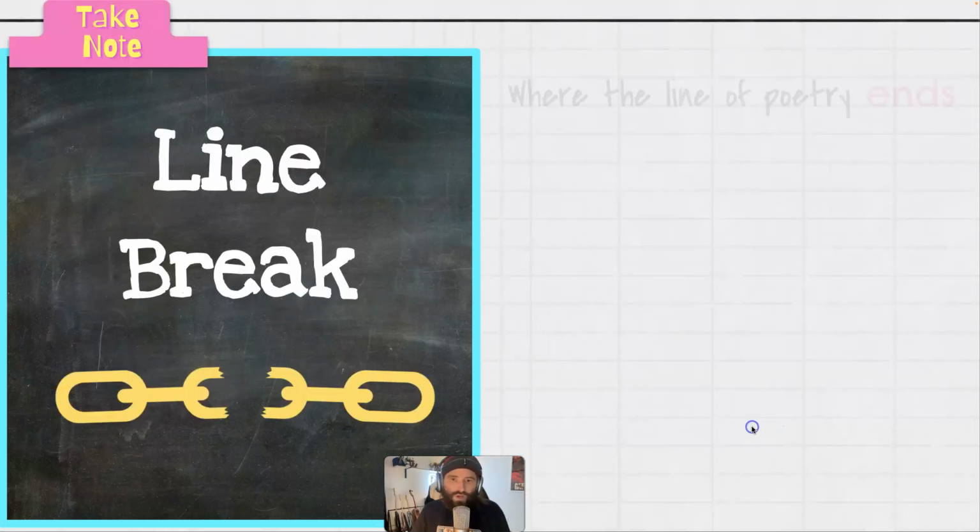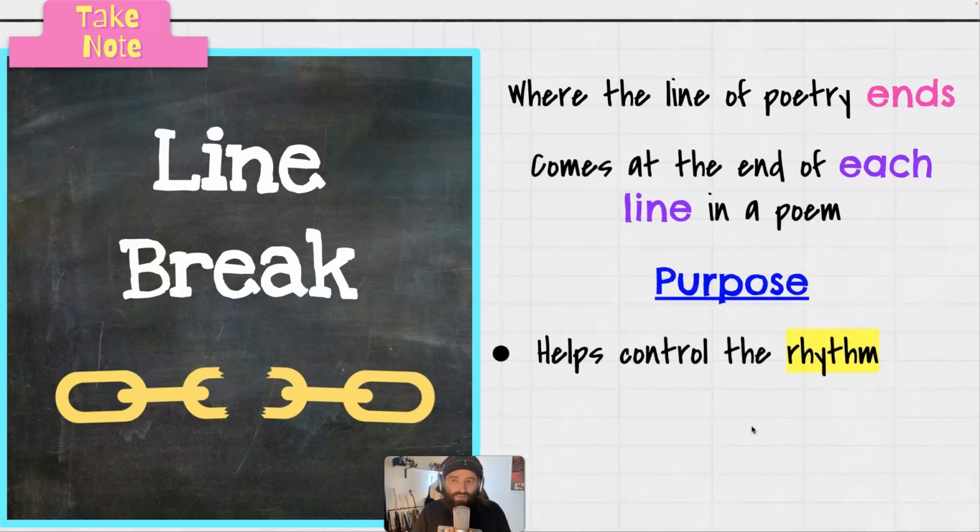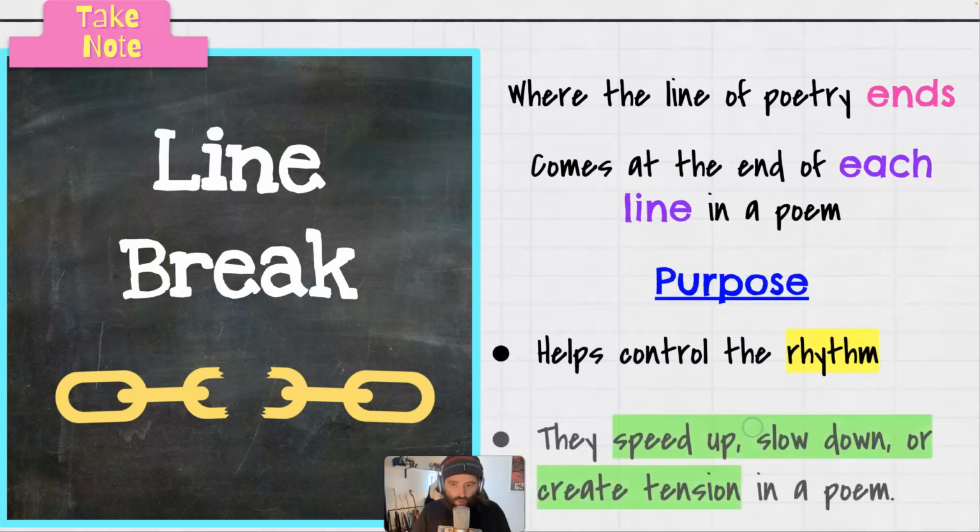And then the last thing I want to talk about are line breaks. This is where the line of a poetry ends. It comes at the end of each line in a poem. It helps control the rhythm. They speed up, slow down, or create tension in a poem.